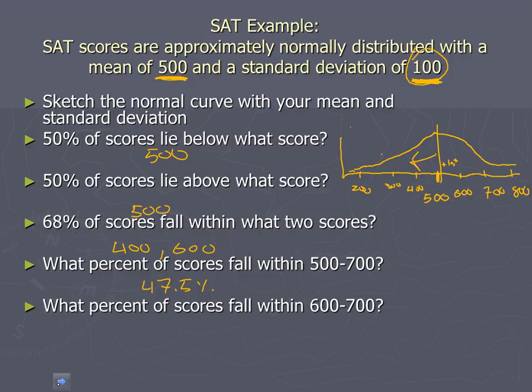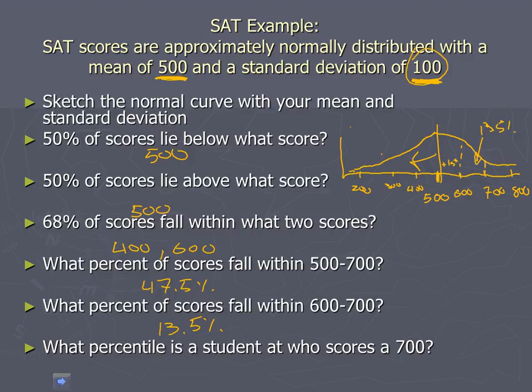Well, what about just between 600 and 700? 13.5, right? If you look at your graph, you see between 600 and 700, that's between 1 standard deviation and 2 standard deviations. This area here is 13.5%. So if you scored between 600 and 700, you're within the 13.5% of the population who scored there, okay?